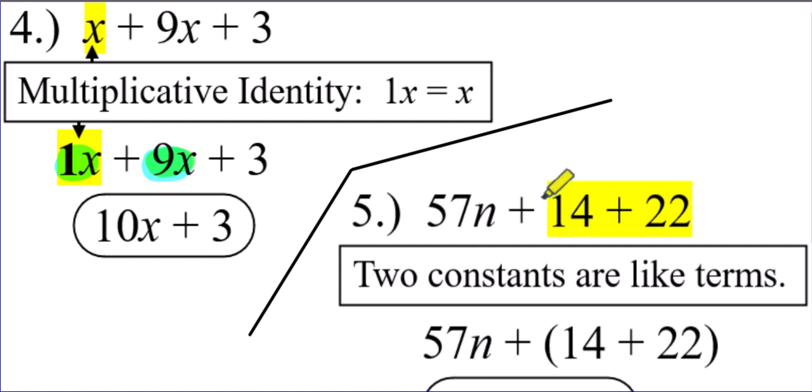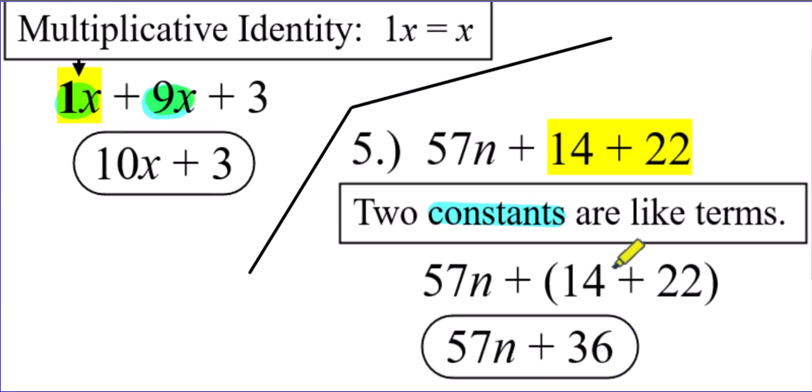Problem number 5. What makes this one unique? The like terms are the 2 numbers that have no variables at all. We call numbers with no variables constants. And if you have 2 constants, they are like terms with each other. So no need to switch the order.